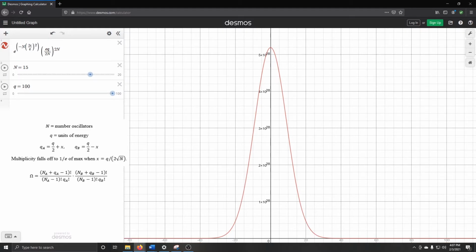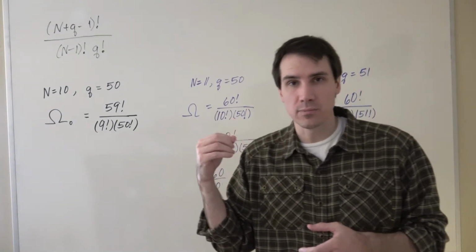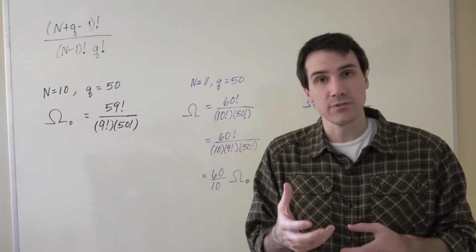Another thing to notice here is that adding 5 oscillators to the system increased our multiplicity by about the same factor as adding 50 units of energy. And this is a consequence of us operating in the high temperature limit. In the high temperature limit, it is much more beneficial in terms of total number of microstates to add a few oscillators to the system rather than adding a few units of energy.